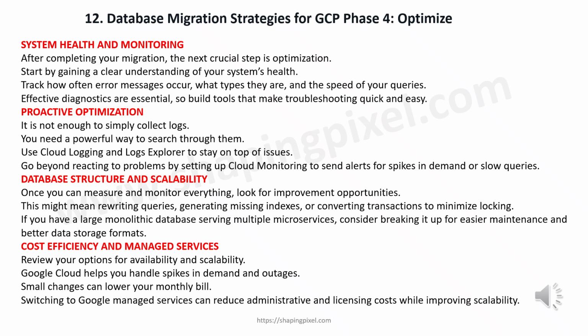Google Cloud helps you handle spikes in demand and outages. Small changes can lower your monthly bill. Switching to Google Managed Services can reduce administrative and licensing costs while improving scalability. Managed instances integrate seamlessly with Google's ecosystem, making advanced analytics and machine learning more accessible for your data.